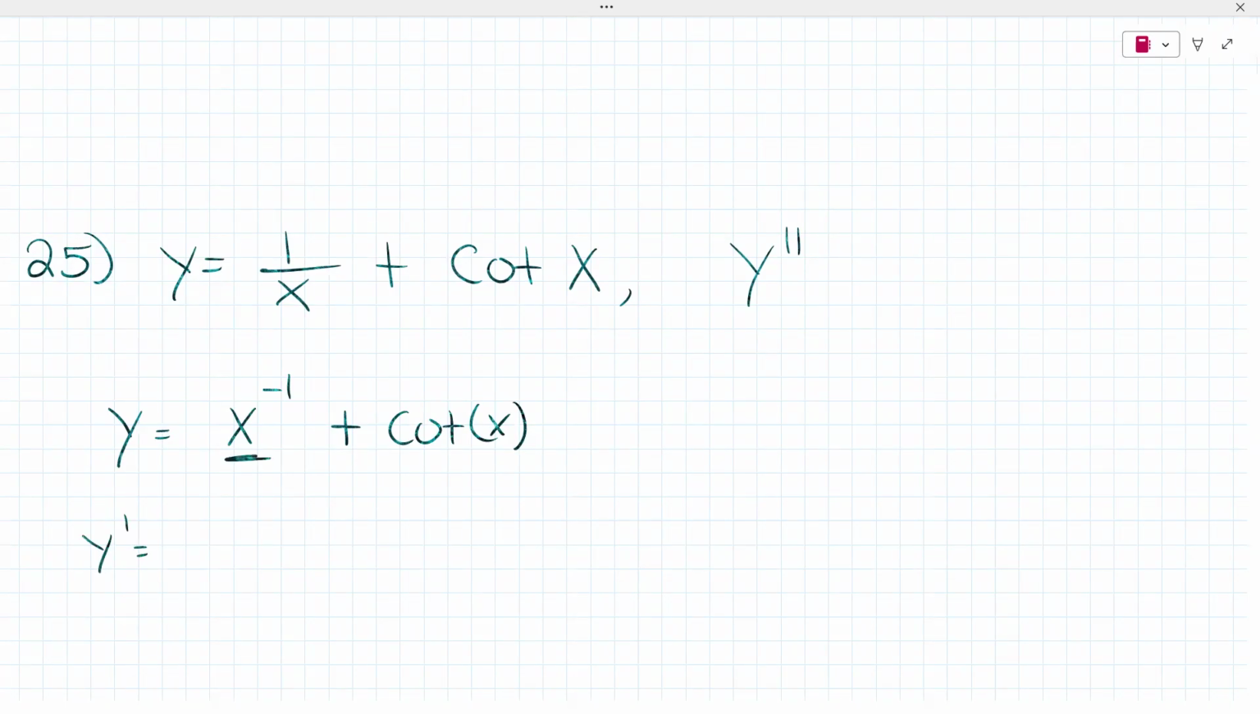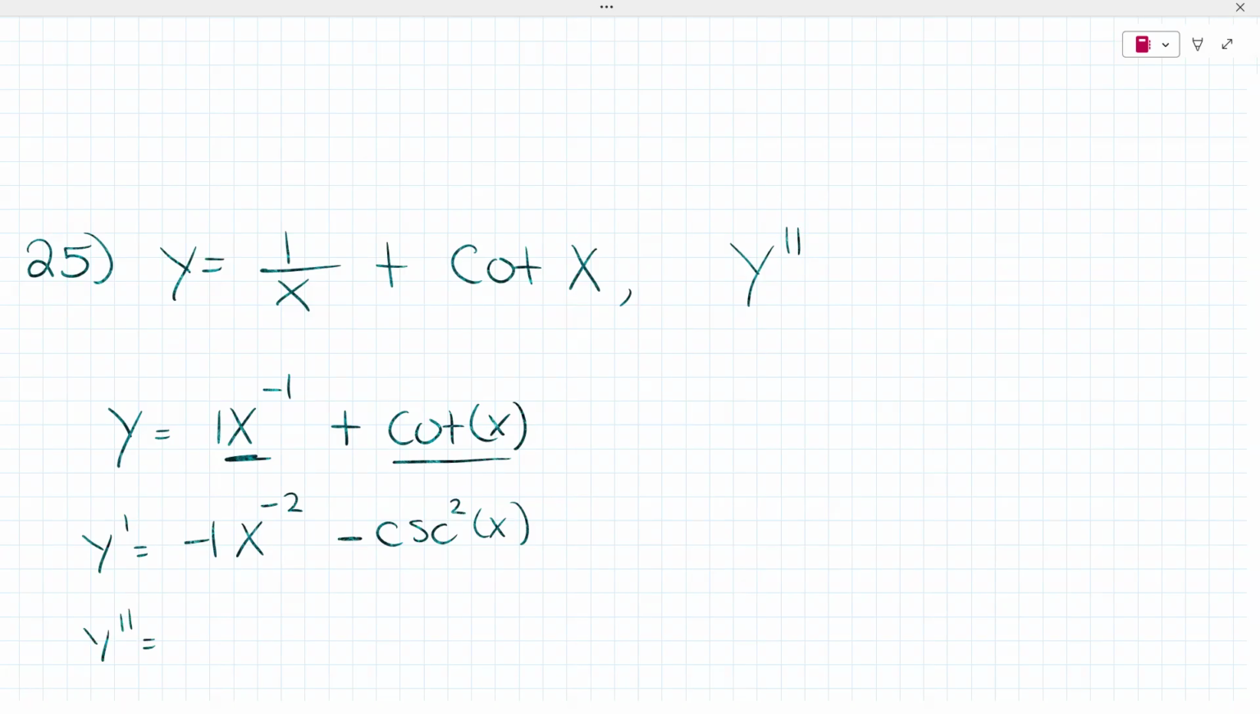Now I may take the first derivative, much easier. So what's the derivative of x to the negative 1? Use the power rule, right? So negative 1 times the coefficient of 1, x, and then the power minus 1. So negative 1 minus 1 is negative 2. And then the derivative of cotan x is negative cosecant squared of x. Okay, so this is y prime. Now let's find y double prime.